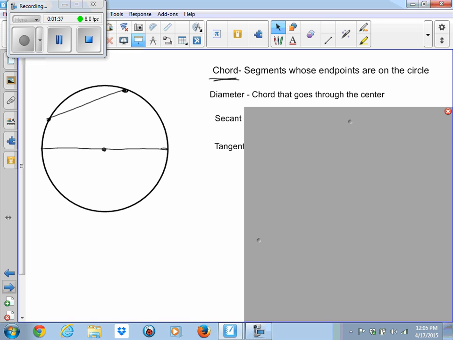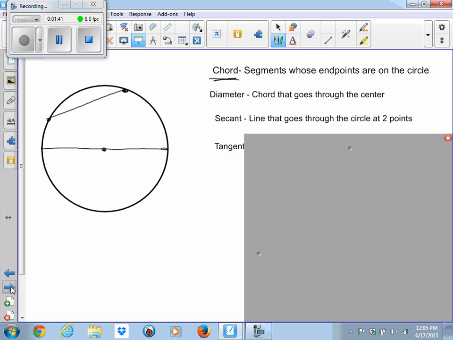All right, a secant. Here it says line, but it can be a line segment. It can be a ray. It can be whatever you guys want it to be. But a secant goes through the circle at 2 points. So we have 2 points. It can be a line segment, whatever it is, but it goes through it at 2 points. And if you look at this part here, that is a chord.